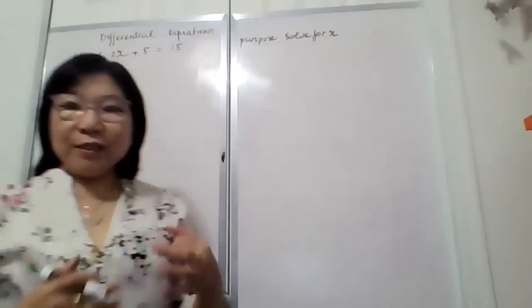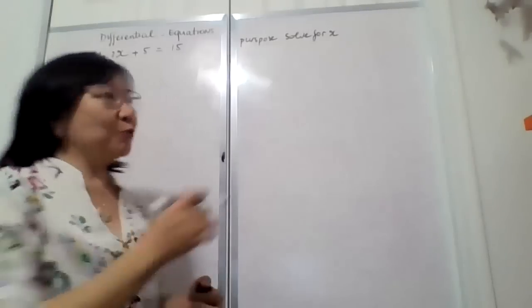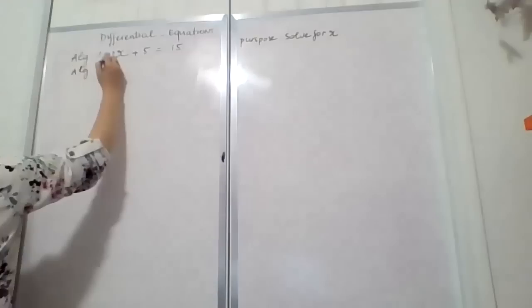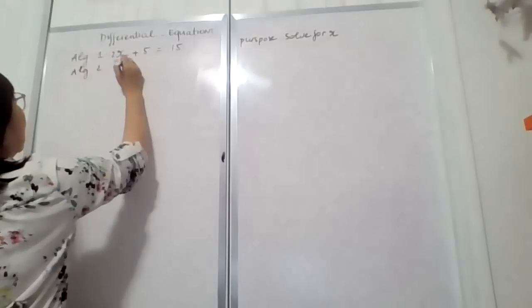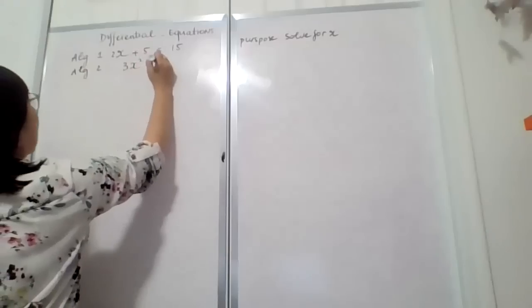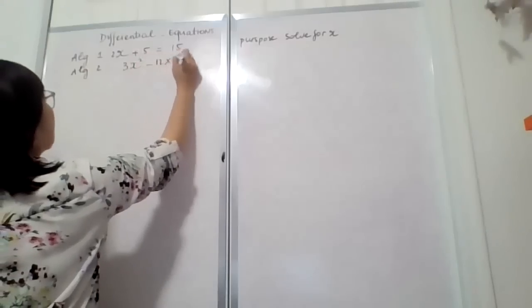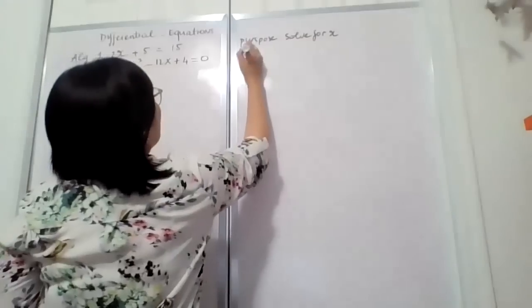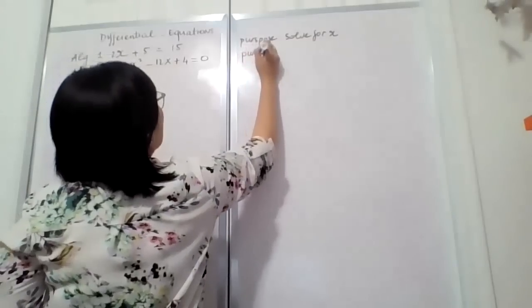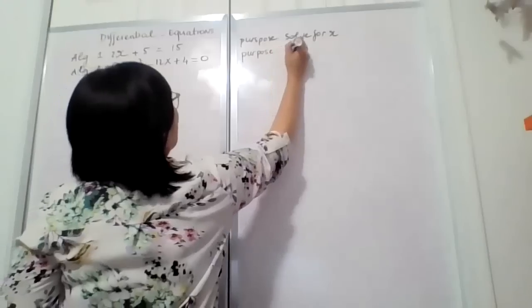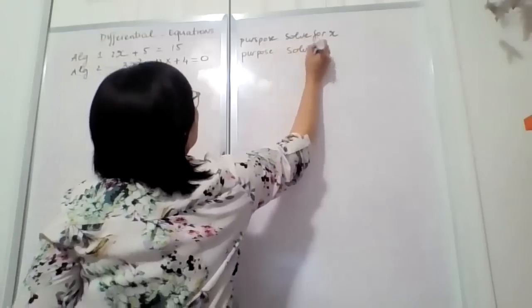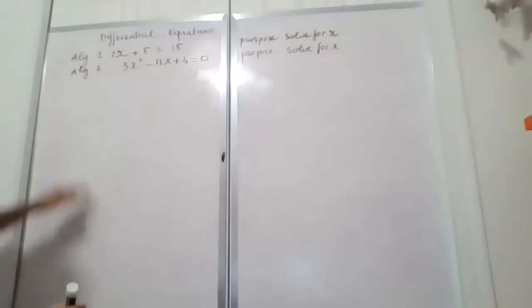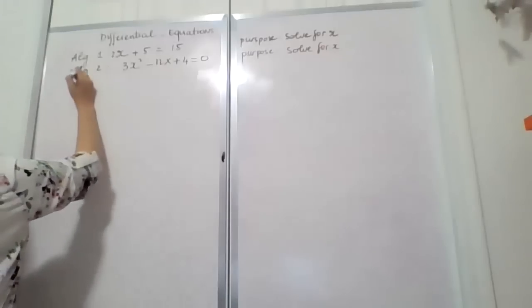Now, when you progress to algebra 2, you have something like 3x squared minus 12x plus 4 equals 0. And what is your purpose? Your purpose is to solve for x as well. Same thing, right?